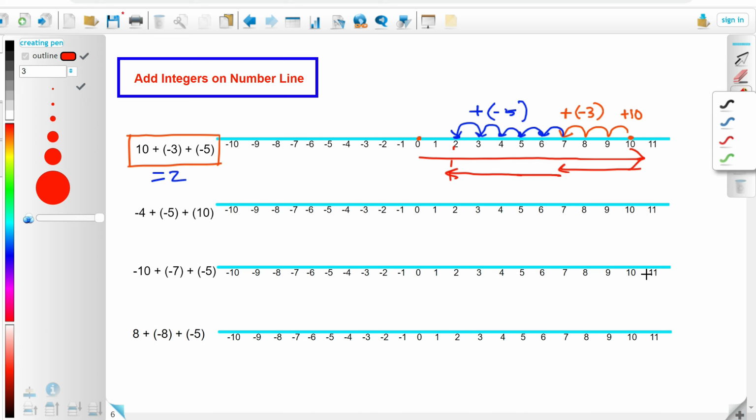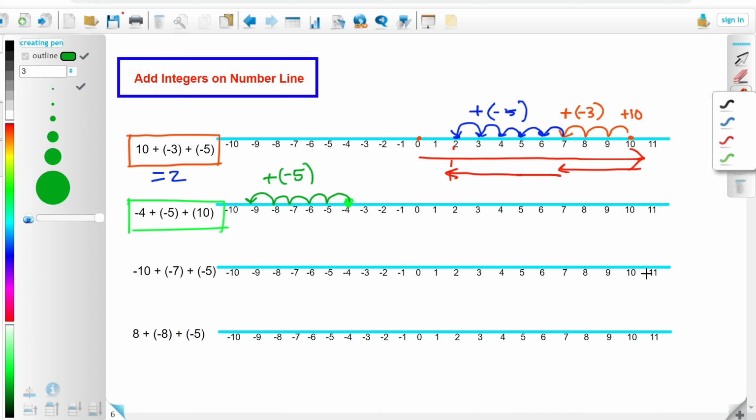The next question here is minus 4 plus minus 5 plus 10. I'd like you to do it once, then check with my solution, right? So first step, locate minus 4. So we get minus 4 here, right? Then we have to add minus 5. So add minus 5 means we are going to go 5 units left since it is negative, right? So 1, 2, 3, 4, and 5.